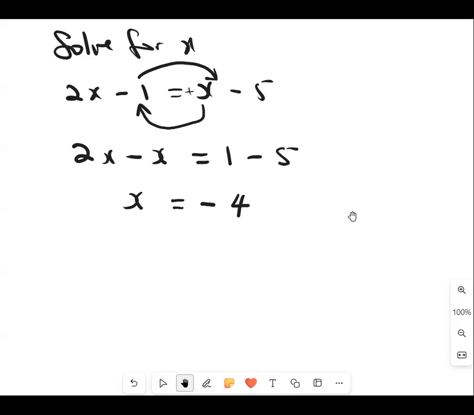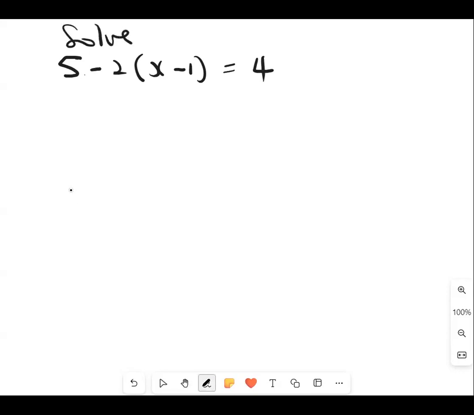Right? You can get even more complicated ones. Let's try another one. 5 minus 2 bracket x minus 1 equal to 4. Let's say that. You have to solve it. Right? Several ways you can do it. Let's say you remove the bracket first. And don't make the mistake of subtracting 2 from 5 first. Right? Subtraction is the last operation you're supposed to do.